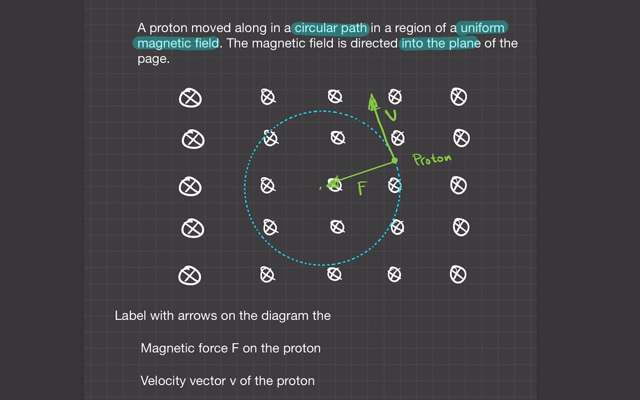You just have to make sure that it's tangent to the circle, so it's not going like this. This isn't V, that's incorrect. It has to be tangent, and it has to be in the correct direction. And you find that direction by using the right-hand rule.